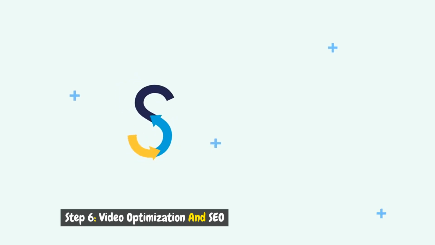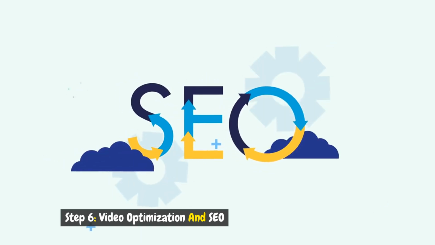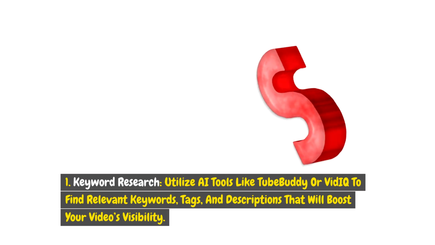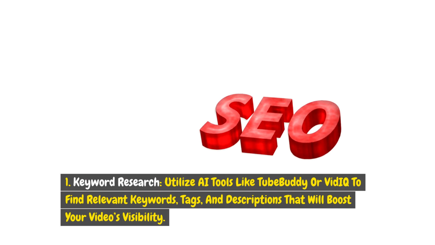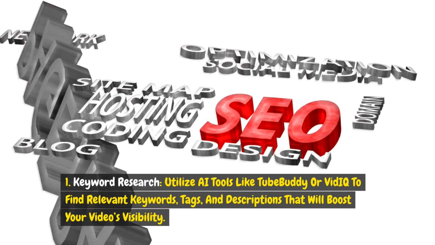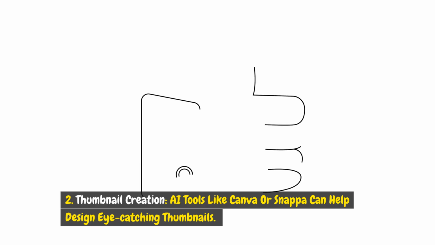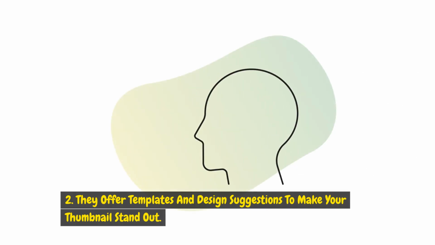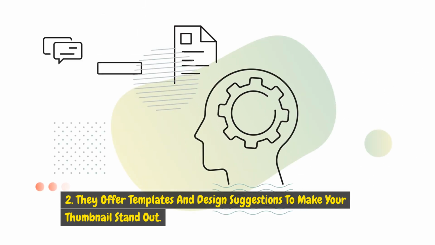Step 6. Video optimization and SEO. 1. Keyword research. Utilize AI tools like TubeBuddy or VidIQ to find relevant keywords, tags, and descriptions that will boost your video's visibility. 2. Thumbnail creation. AI tools like Canva or Snappa can help design eye-catching thumbnails. They offer templates and design suggestions to make your thumbnail stand out.